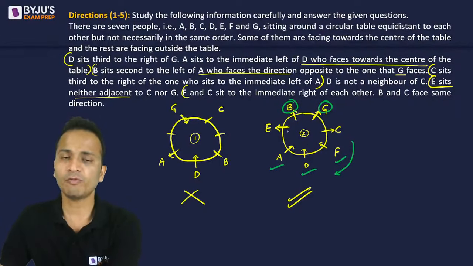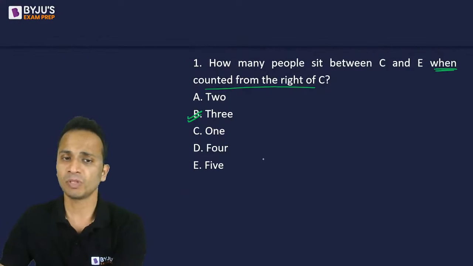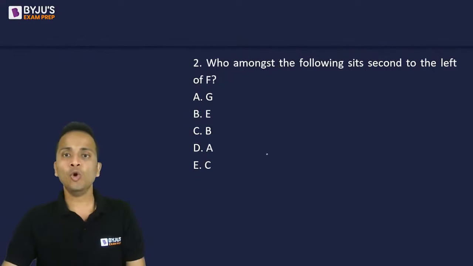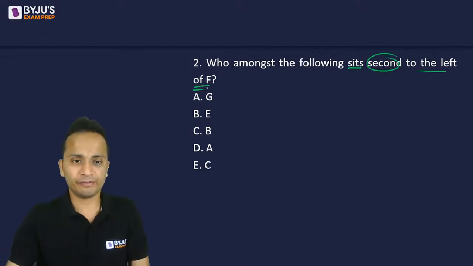Okay, so we have to find out how many people are sitting between C and E when counted towards the right of C. So there are 3 people. So the answer should be option B. Okay, next question, question number 2. Who amongst the following sits second to the left of F?